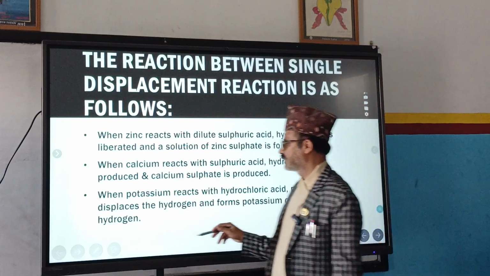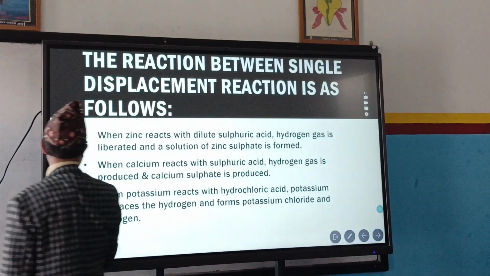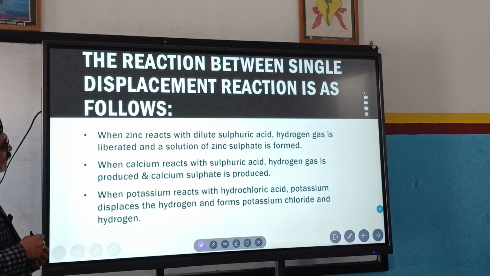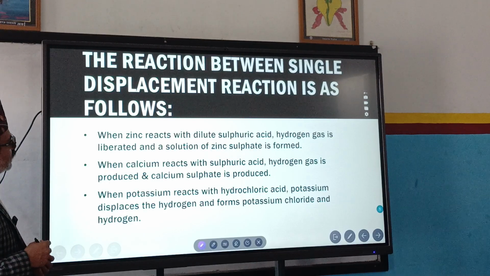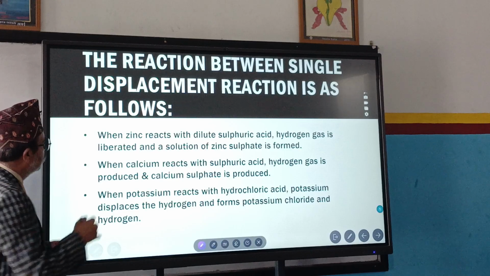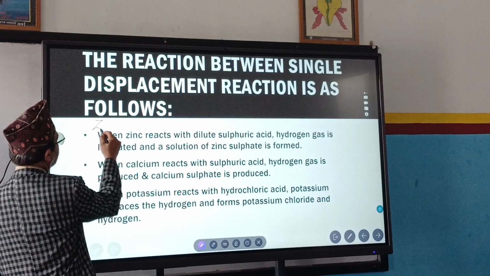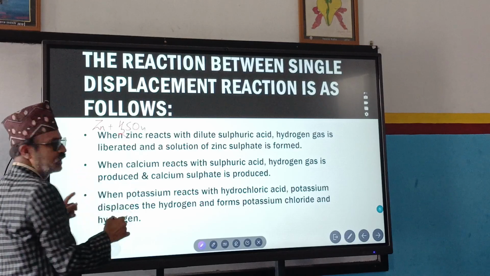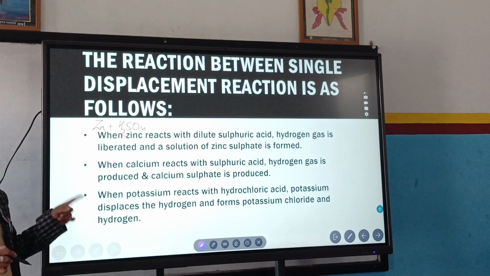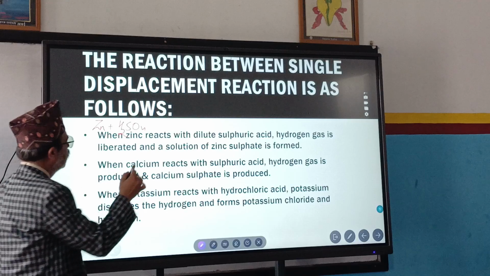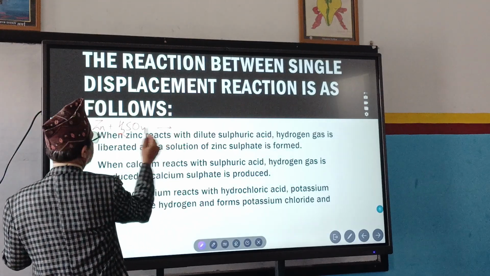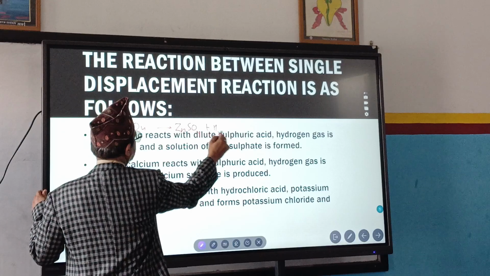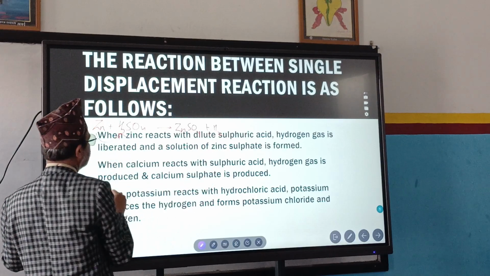Here are given chemical reactions. Read the first example. When zinc reacts with dilute sulfuric acid, then hydrogen gas is liberated and a solution of zinc sulfate is formed. Very easy. Zinc reacts with sulfuric acid, H2SO4. Now what do you get here? ZnSO4 plus H2. Zinc displaces hydrogen.